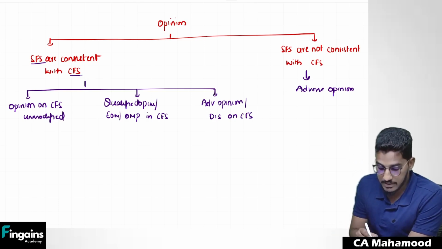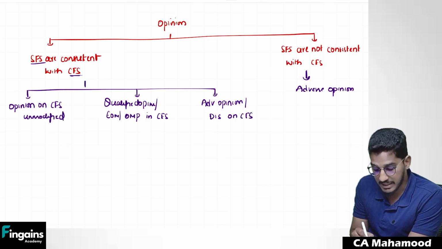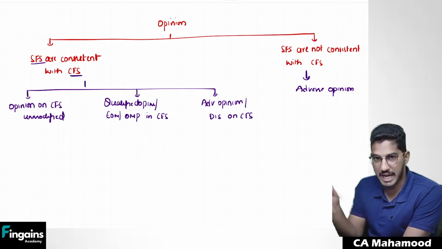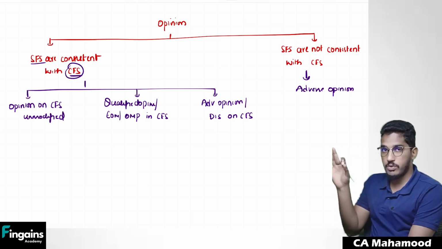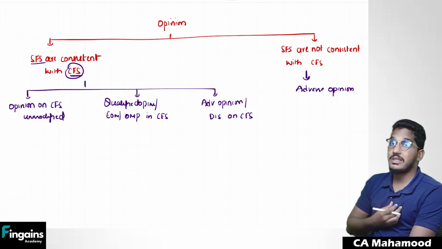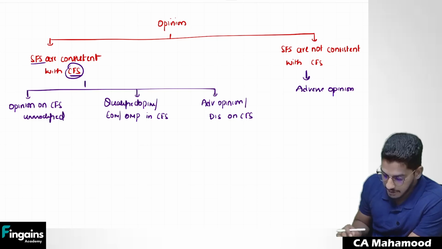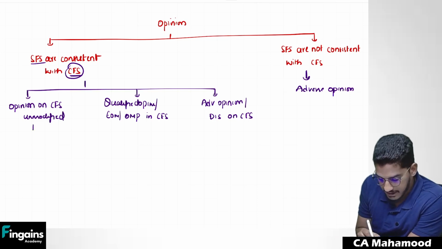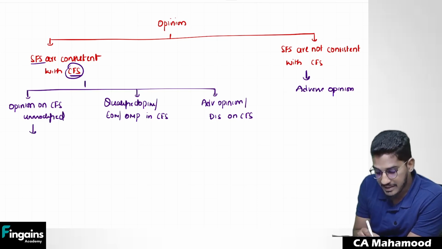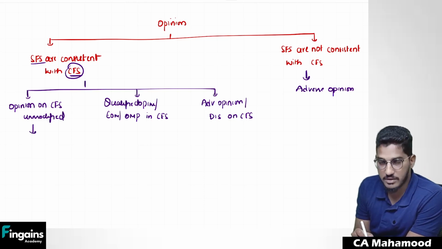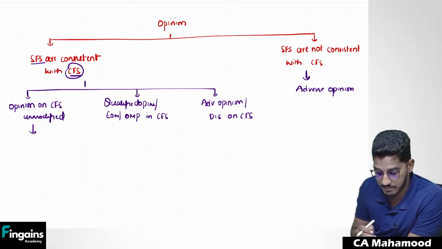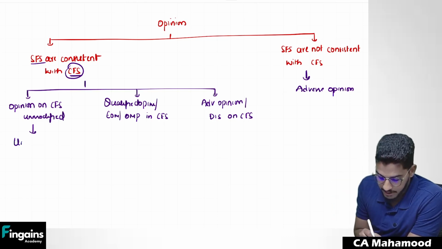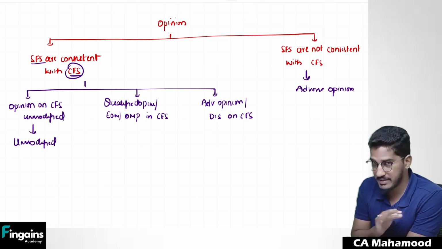So first you will check whether the summary financial statements are consistent with the complete financial statements. If that is the case, then you have to check the audit report on the complete financial statements. What is the opinion given there? If the opinion on the complete financial statements is unmodified, and the summary financial statements are also consistent with the complete financial statements, which opinion will I give? Happily you can give an unmodified opinion. No need to have any second thought.